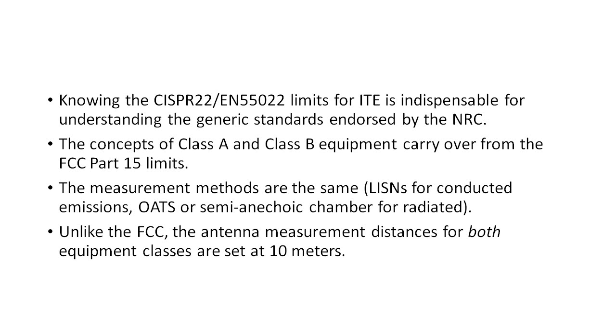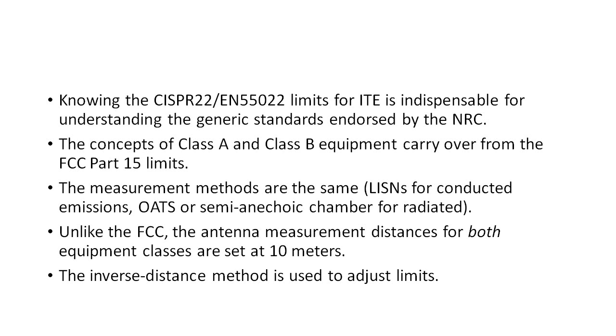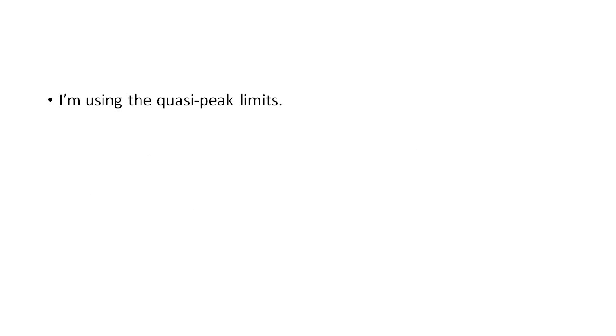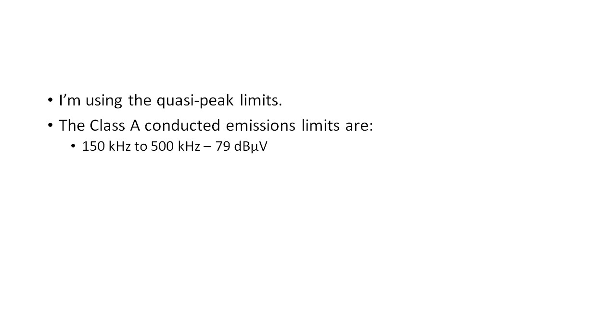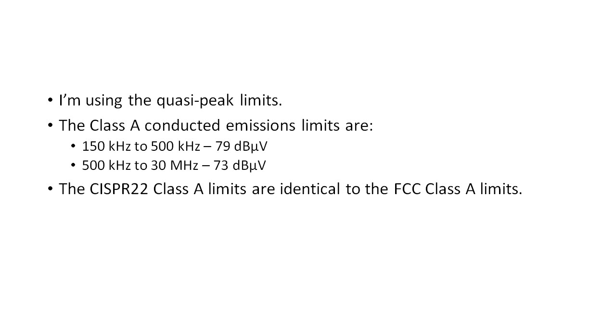But similar to the FCC, the inverse distance method is allowed for adjusting the limits according to different measurement distances than what's prescribed. For all conducted emissions measurement methods, just as in the previous video, I've gone with the quasi-peak limits. So first, let's look at the Class A limits. From 150 kHz to 500 kHz, the limit is 79 dB microvolts, and from 500 kHz to 30 MHz, the limit is 73 dB microvolts. These are identical to the FCC Class A conducted emissions limits.